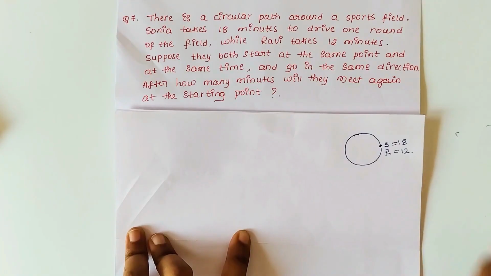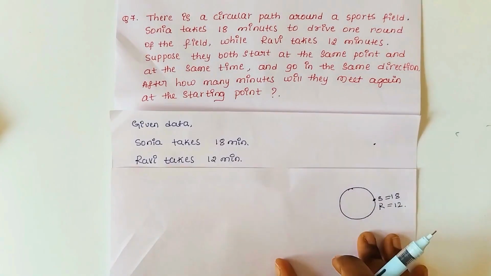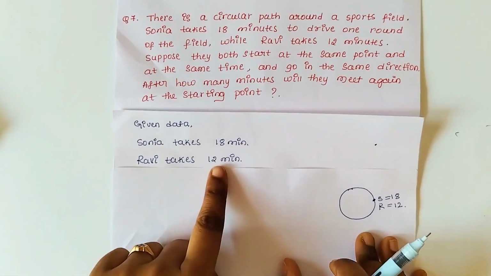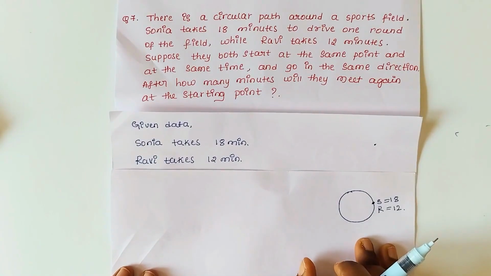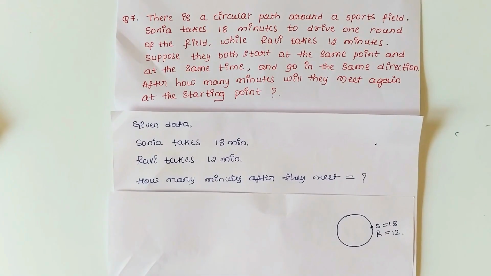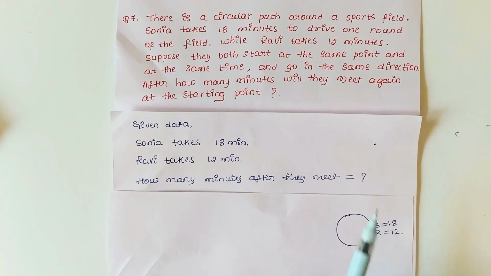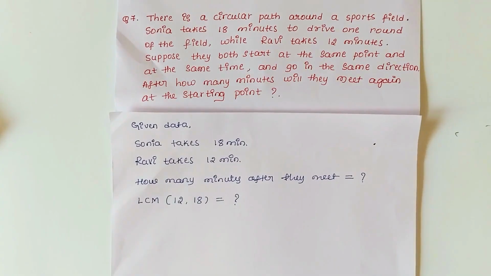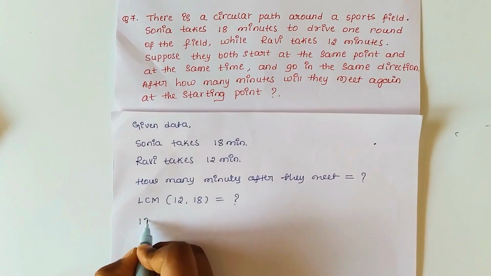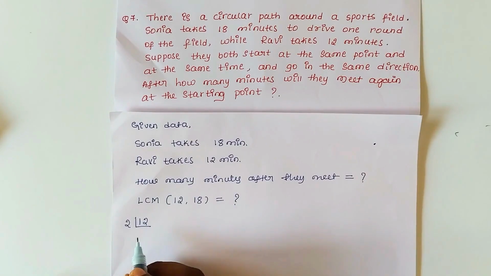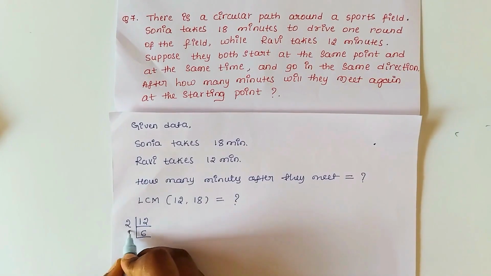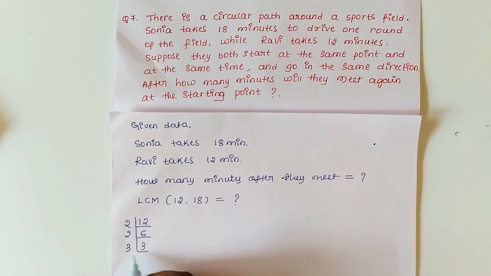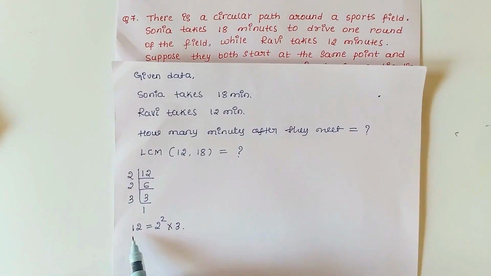Specifically, what we have to find? We have to find the LCM, least common multiple. For that one, see, it is given that Sonia takes 18 minutes, whereas Ravi takes 12 minutes. So, after how many minutes will they meet? For that one, we have to find the LCM of 12 and 18. So, let's find the factors for 12 here. 2 6s are 12, 2 3s are 6, 3 1s are 3. So, 12 is equal to 2 square into 3.